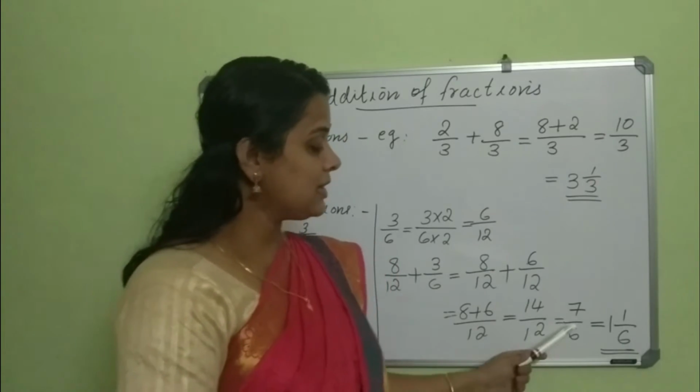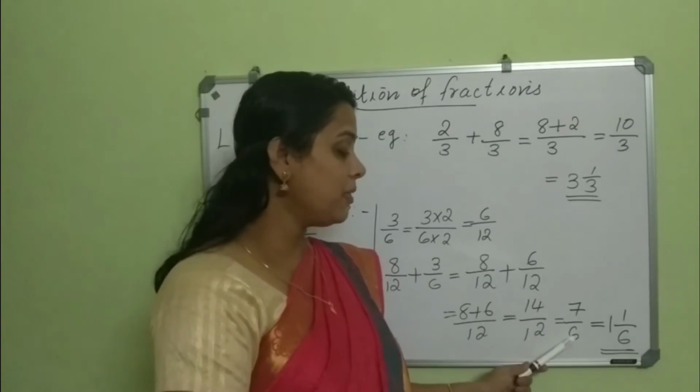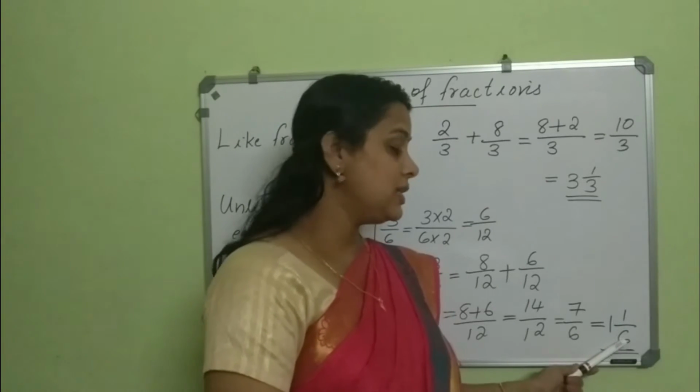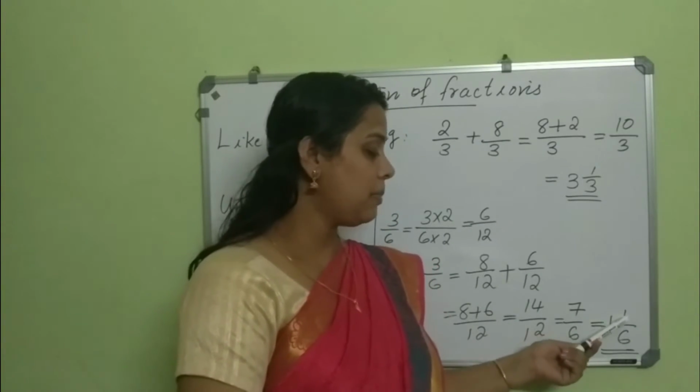Okay, now we will check this fraction is improper. See, improper fraction again we need to change into mixed one. Then we will get 1 1 by 6.